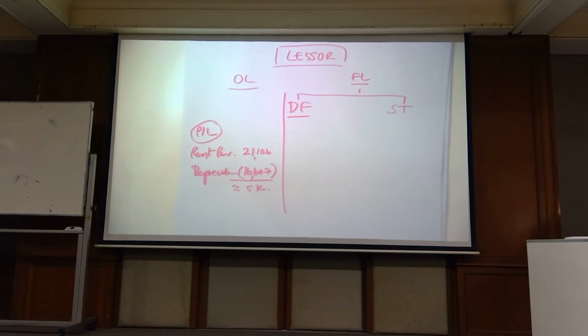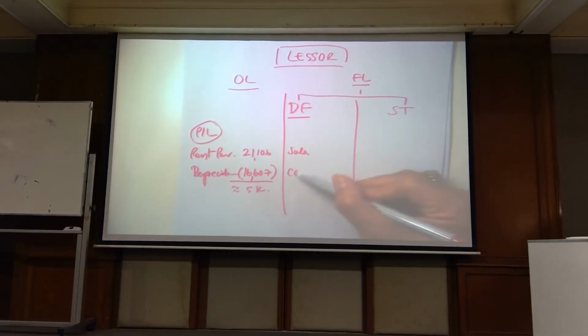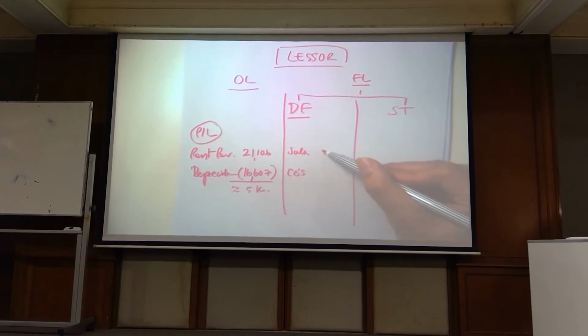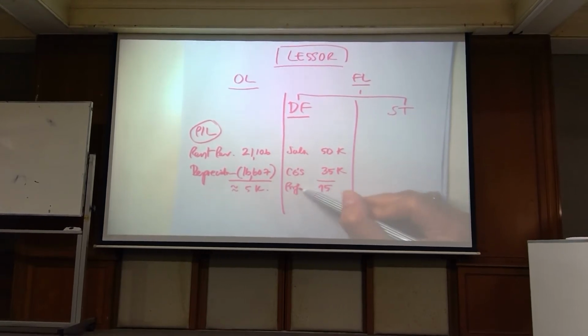What about direct financing? You have sales. You have cost of goods sold straight away. 50K and 35K. This is what you make as profit.